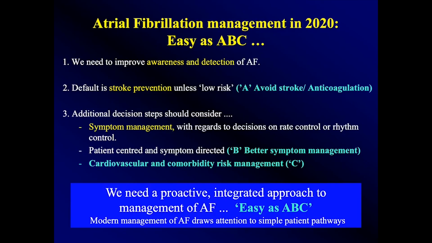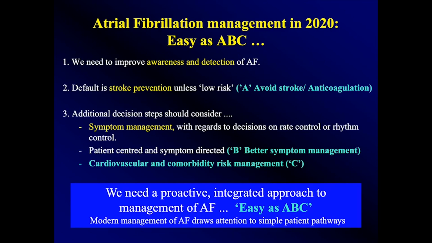So, in conclusion, atrial fibrillation management in 2020. Easy as A, B, C? Well, yes, we need to improve the awareness and detection of atrial fibrillation. The management is simple with regard to the default is stroke prevention unless they are low risk. That's the A, avoid stroke, or the A is anticoagulation. Additional decision steps consider symptom management with regard to decisions on rate or rhythm control, and this is ultimately patient-centered and symptom-directed. So that's the B of better symptom management.